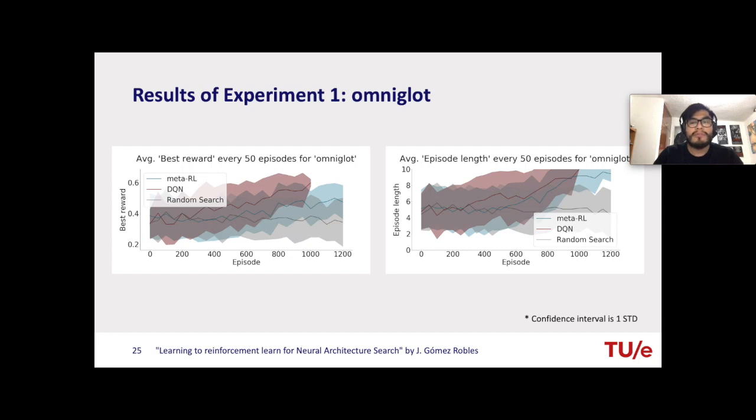Let's start with the results for the first environment. On the left, you can see the average reward every 50 episodes. In this environment, meta RL in blue does not outperform the baseline, which is in red. We also notice that the growth is slow. On the right, you can see the average episode length every 50 episodes. For our networks, the episode length is equivalent to the depth of the network. As time progresses, both agents learn that deep networks perform better, which is something that we know from practice.